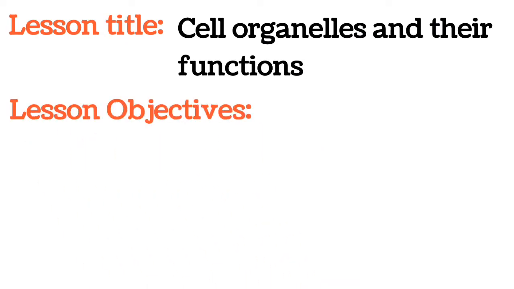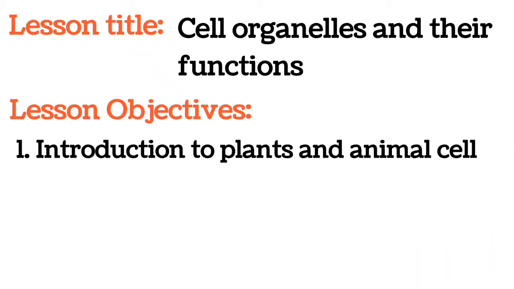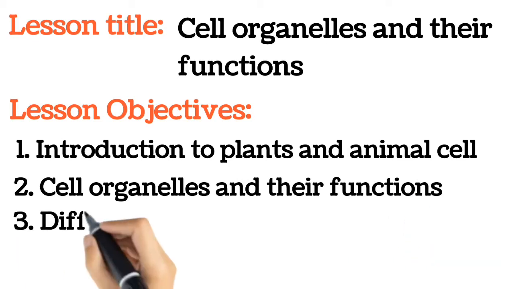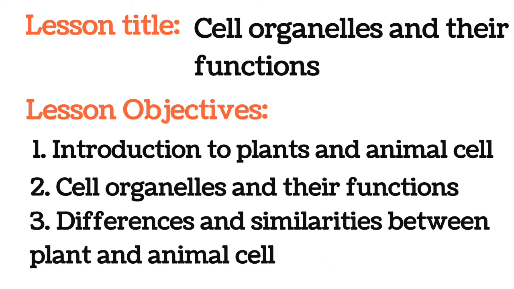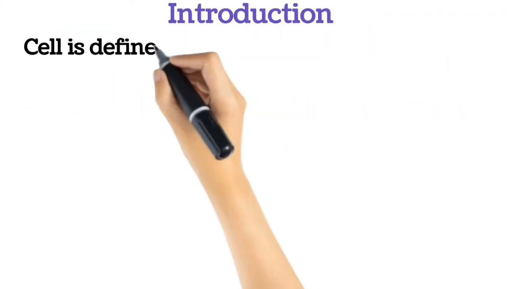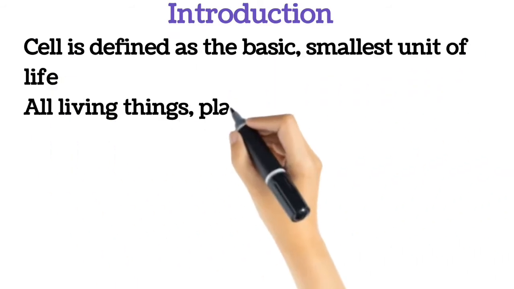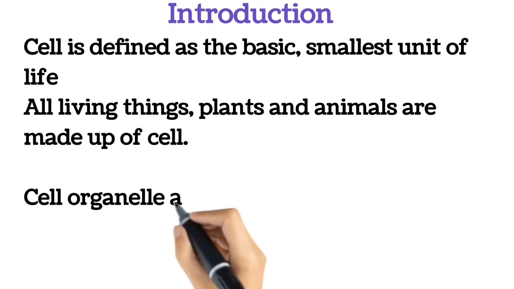Our lesson objectives will be: introduction to plant and animal cell, cell organelles and their functions, and differences and similarities between plant and animal cell. A cell is defined as the basic smallest unit of life, and all living things, plants and animals, are made up of cells.